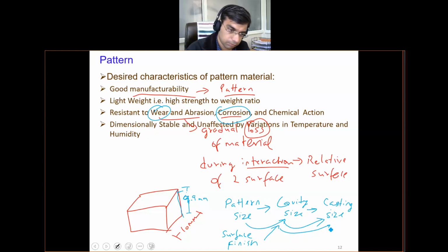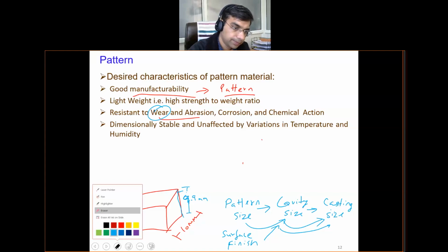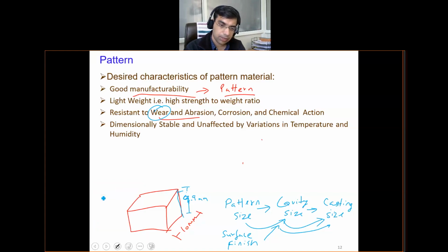Then the next aspect is basically the dimensional stability. That is what I was just mentioning, that pattern material should be such that it should retain its dimensions in these different service requirements. So one of the aspects I already mentioned is the surface should be unaffected by wear or corrosion, and at the same time the coefficient of thermal expansion.